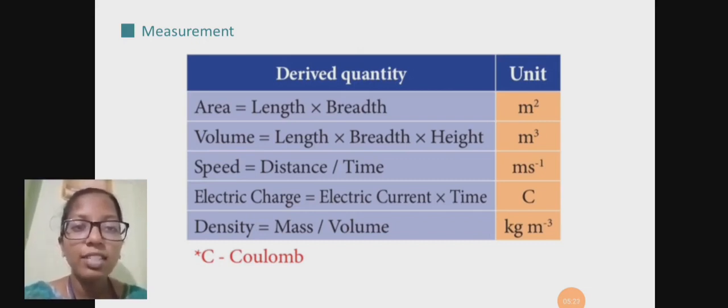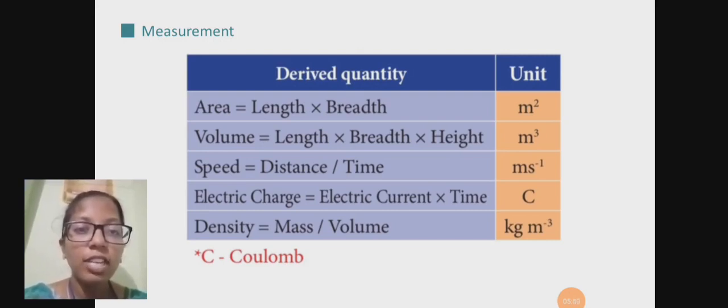Derived quantity: area is equal to length into breadth, and its unit is meter square. Next, volume is equal to length into breadth into height, and its unit is meter cube. Speed is equal to distance by time. Its unit is meter second power minus 1, and it can also be written as meter by second.